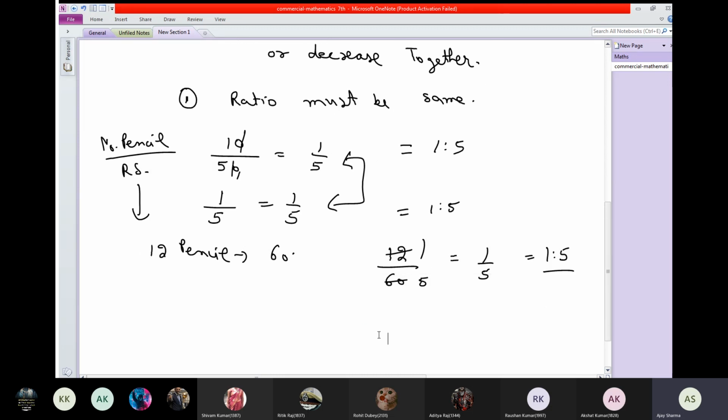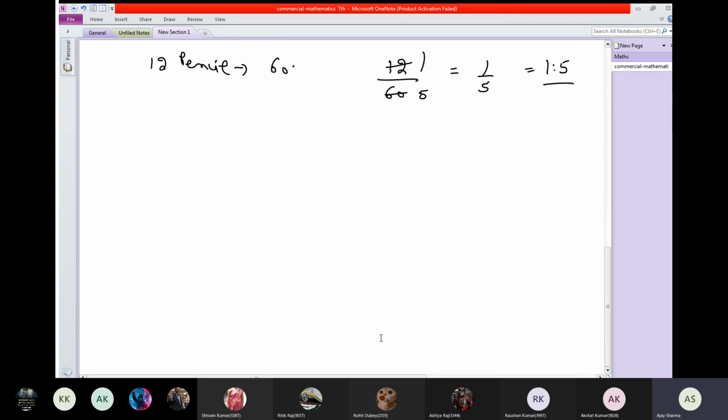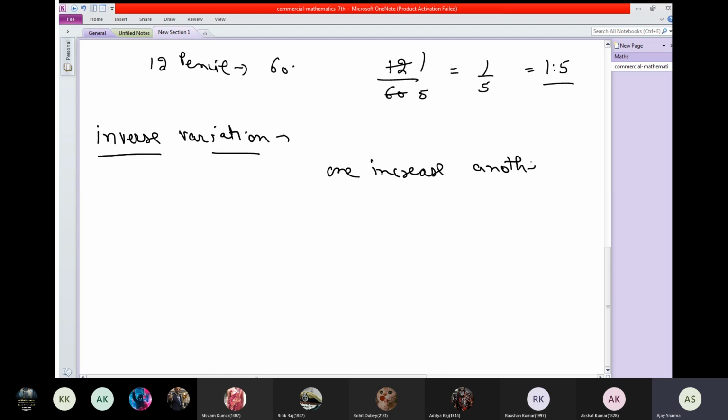Next is inverse variation. Anyone have any doubt in direct, you may ask. No, sir. Only the ratio must be same and both will increase or decrease together. Now the next one, inverse variation. In this, one quantity increases, another decreases. One increases and the second one decreases.